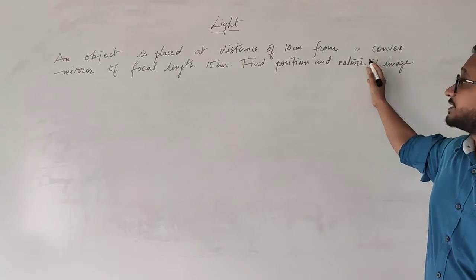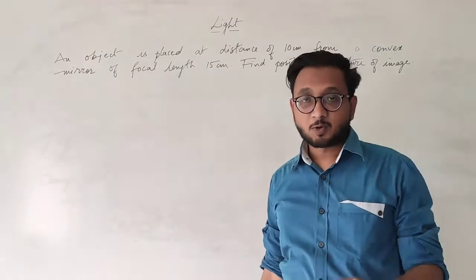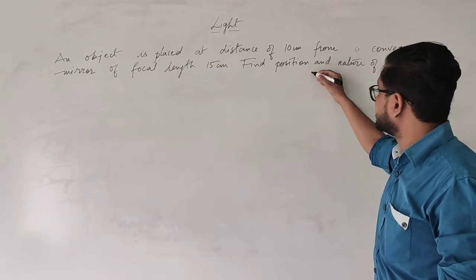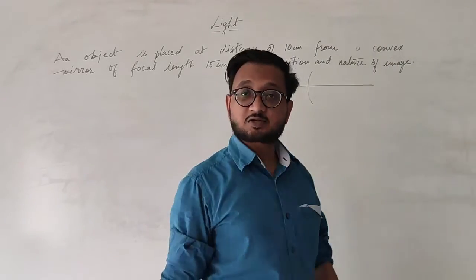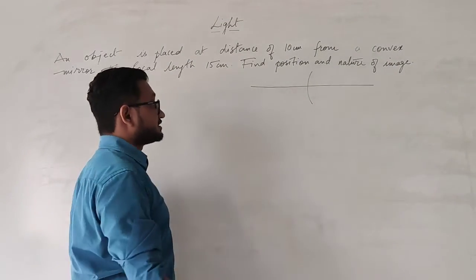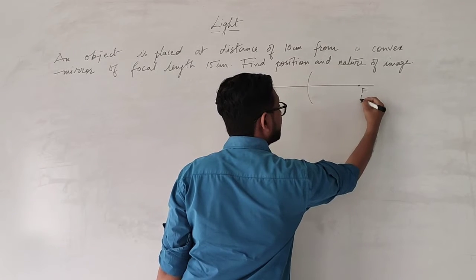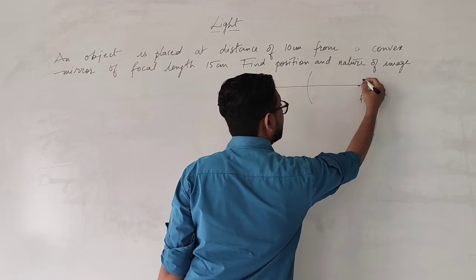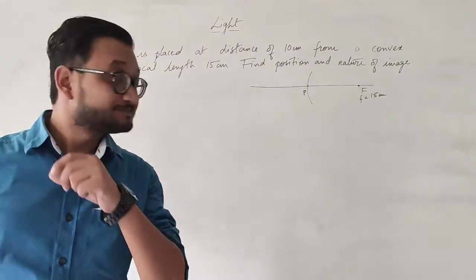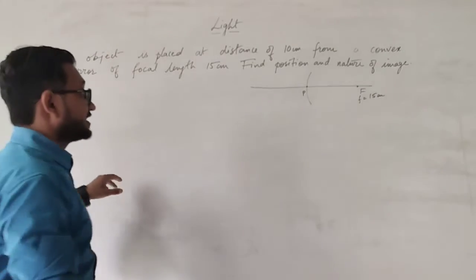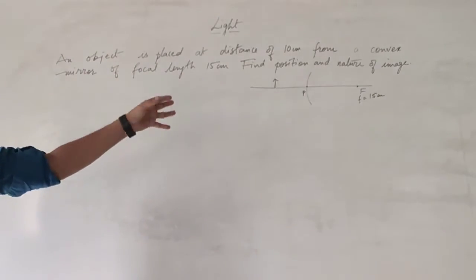Distance of 10 cm from a convex mirror of focal length 15 cm. Now once again, this is a convex mirror. Like I said, always draw a rough diagram to get the idea. Because this is a convex mirror, it is also a diverging mirror, just like the concave lens that we did. And focal length f is 15 cm over here. And this is the pole, not optical center, this is pole. Okay? Object is placed at 10 cm from the mirror. Find the position and nature of image.